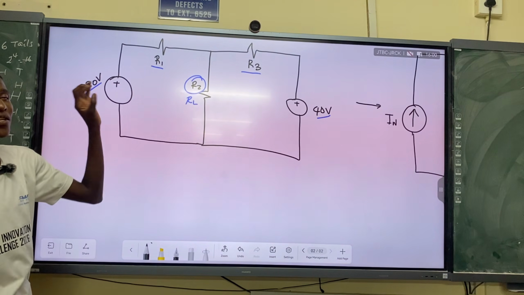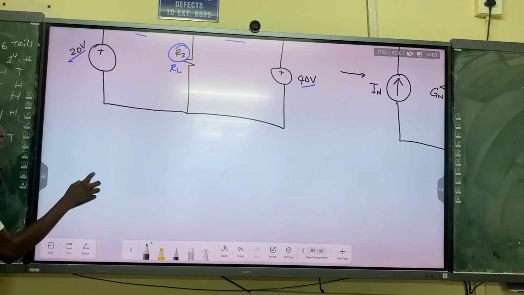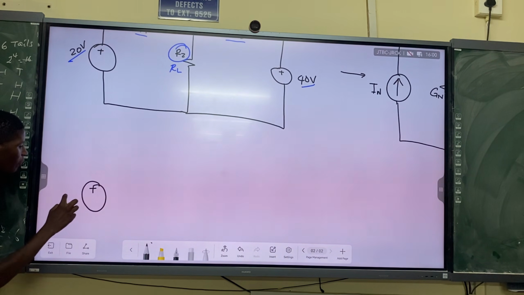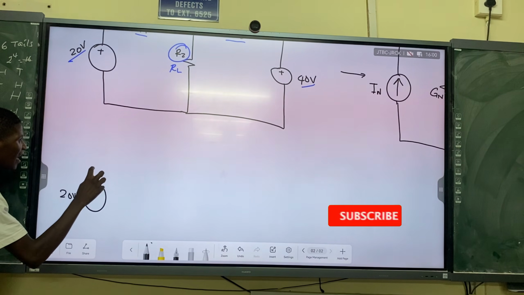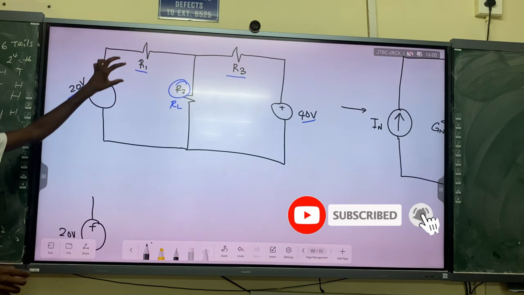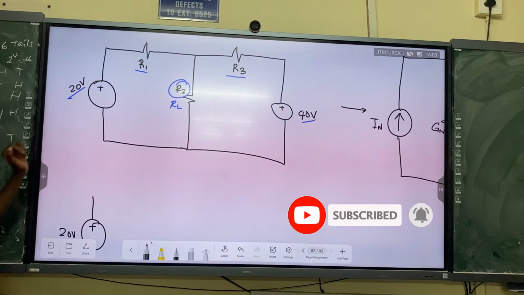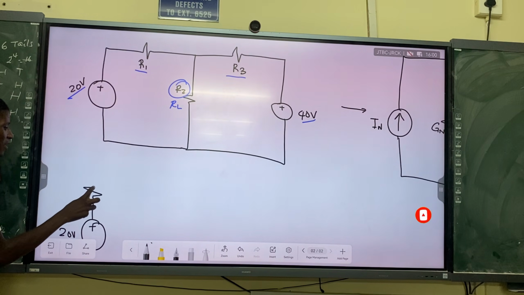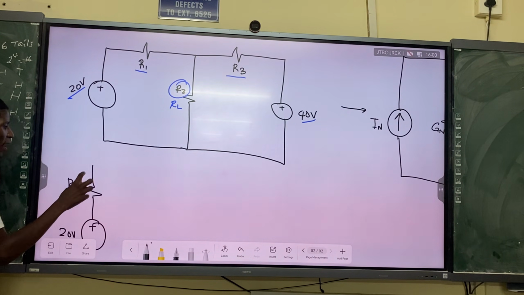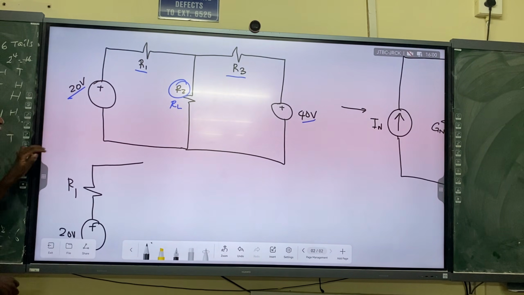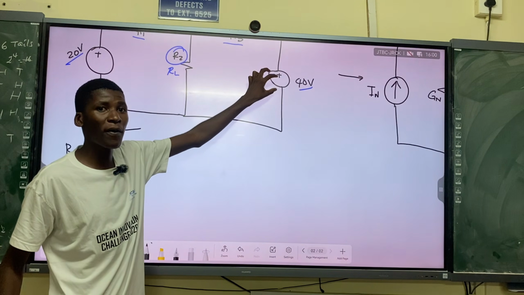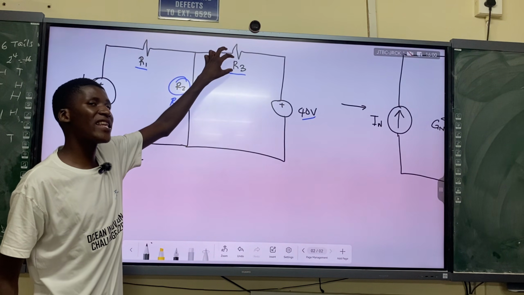So we take out R load. It means we are going to have 20 volts now, and this 20 volts is connected in series with R1. So we're just going to align them with R1. And then on the other side, we've got the 40 volts power source, aligned with R3.